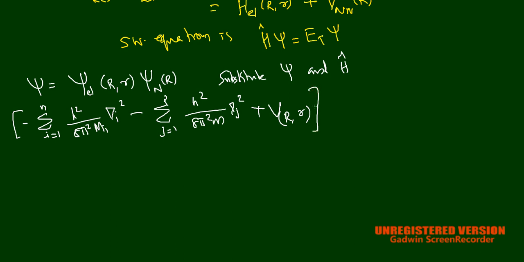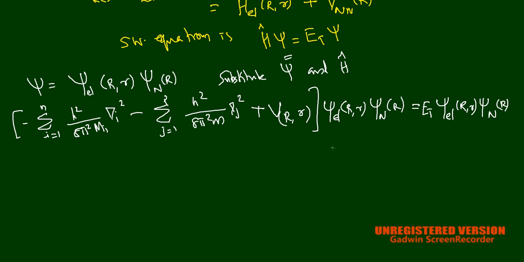VRR. Then psi. What is remaining is psi, right? Psi is psi electronic (r, R) and psi nucleus (R). Okay, psi(r, R) is equal to psi electronic (r, R) into psi nucleus (R). So this is the Schrodinger wave equation.